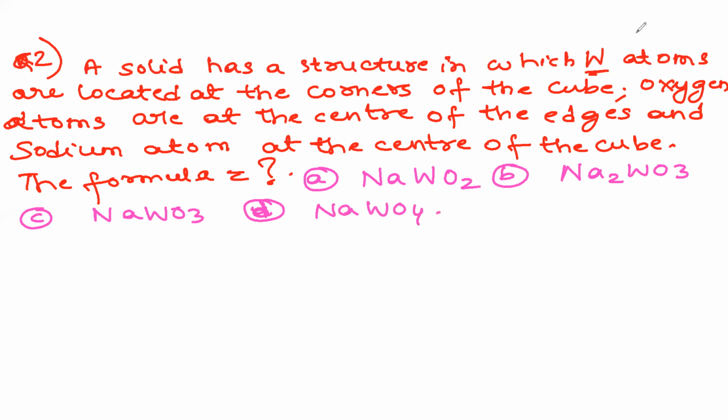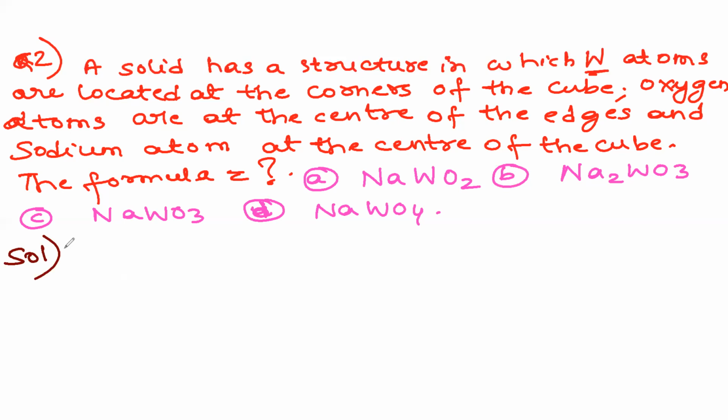So this is the question. Very important model. A solid has a structure in which tungsten atoms are located at the corners of the cube, oxygen atoms are at the center of the edges, and sodium atom at the center of the cube. So they have clearly mentioned three atoms constituting one solid. And what are those three atoms? That is sodium, tungsten W, and oxygen O.